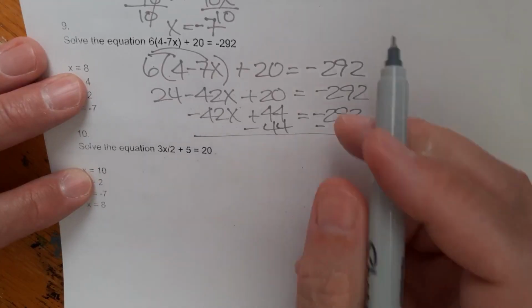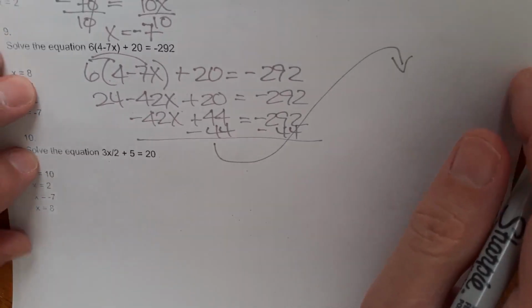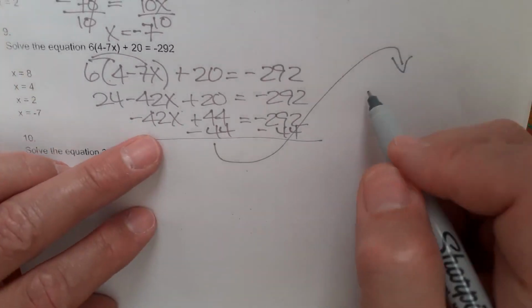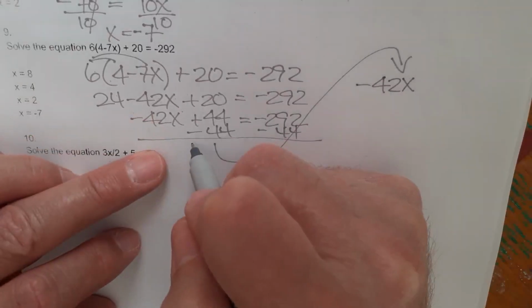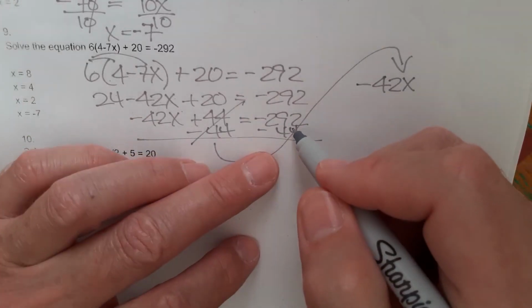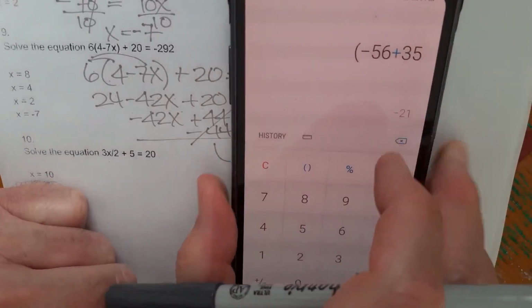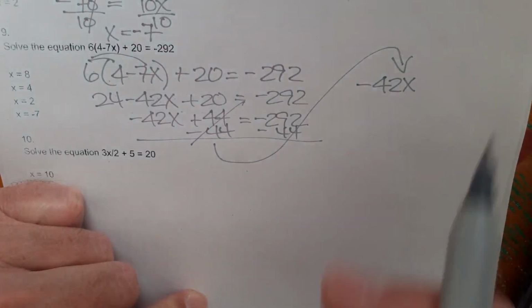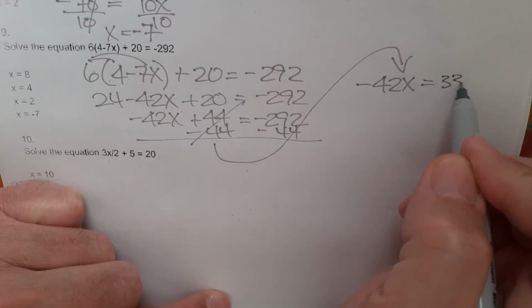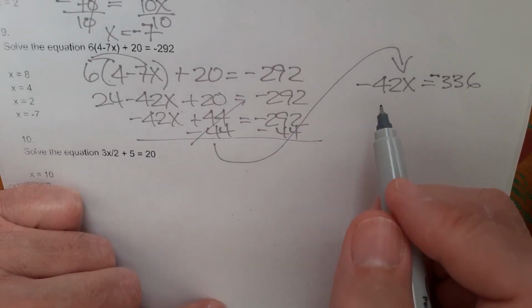Okay. Let's go up over here. Can I still see it? Come on. There we go. We've got negative 42x. On this side, that would drop down. This disappears. And over here we have, what does this come out to? 292 and 44. Remember, if you need a crutch, 292 plus 44, 336. All right, and they're both negative, so it stays negative, negative 336.